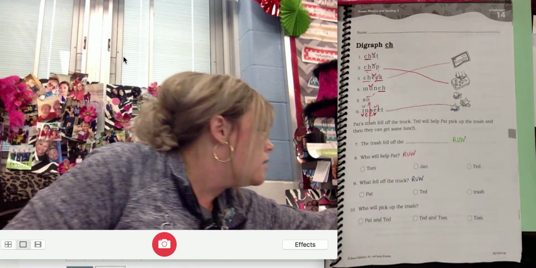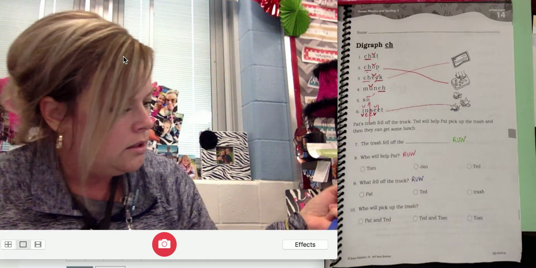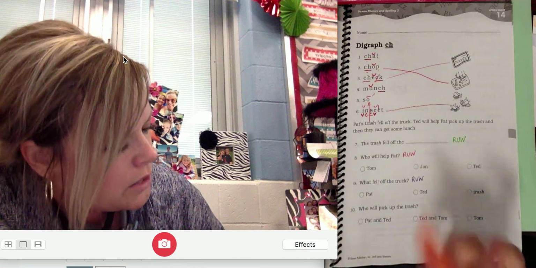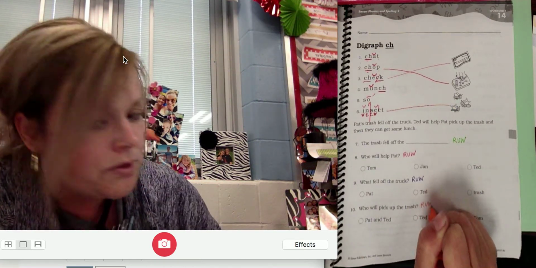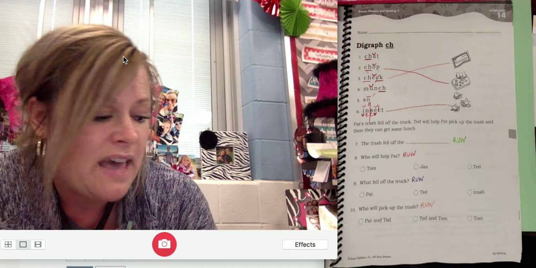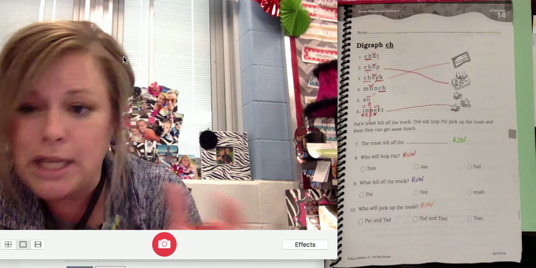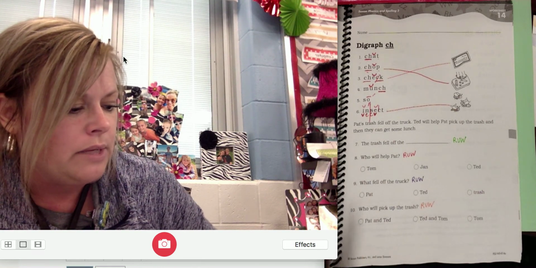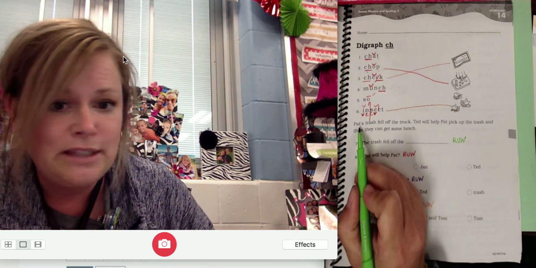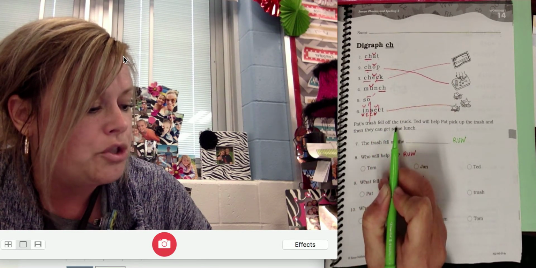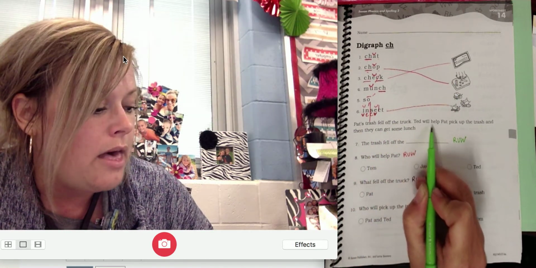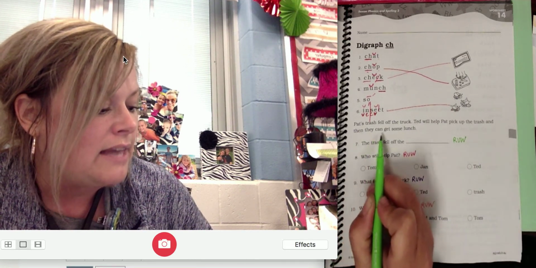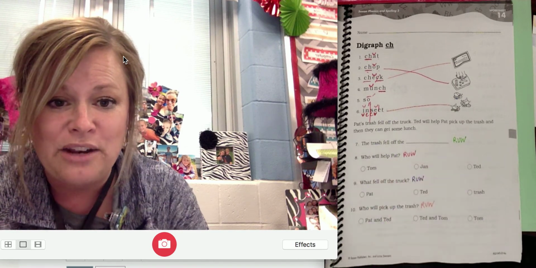Let's get one more color for number 10. Maybe orange will show up better for you. RUW. Now sometimes the answers aren't directly in the words or in the text, and at those times we can sometimes underline clues, okay? Underline clues that help us. So let's take a look and read. Pat's trash fell off the truck. Ted will help Pat pick up the trash, and then they can get some lunch. Go ahead and read that again on your own.